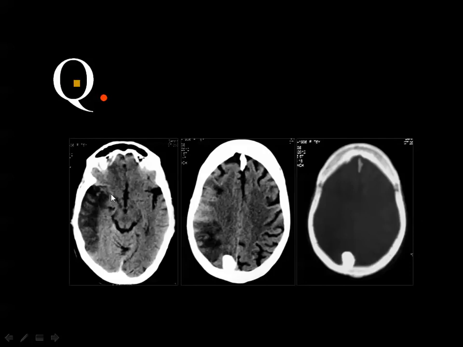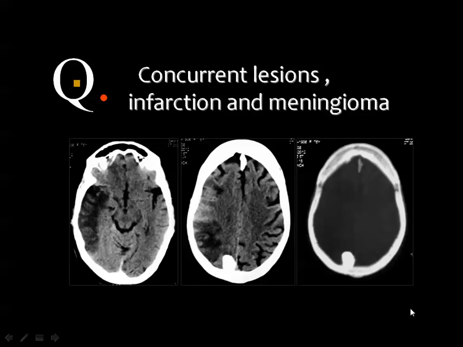But the main complaint is this one. Then you may discover incidentally a calcified meningioma in a patient who is examined for any other reason, and this is known as concurrent lesion. Concurrent, meaning two lesions that are discovered, one incidentally and one is responsible for the patient complaint.